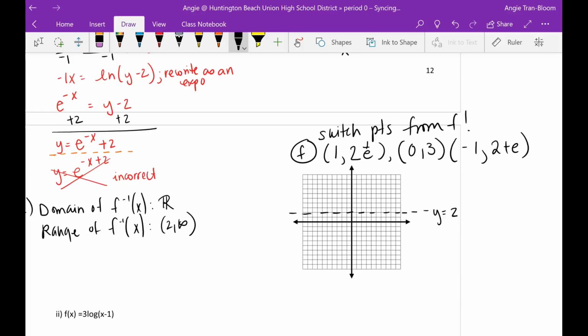Then I'm going to plot my points. 1 and 2 and 1 over e. That's about 1 and 2 and a third. So 1, 2/3 about right there. 0, go up 3. Okay. And then negative 1, 2 plus e, so 2 plus 2.7, that's just 4.7. So negative 1 and 4.7. 1, 2, 3, 4, 4.7.